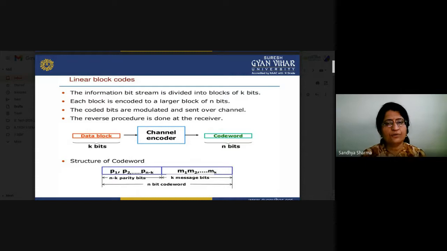Suppose you have a total of k message bits, m1, m2, up to mk. These indicate the message bits, and then we add some parity bits. The number of parity bits is n minus k, so that you reach n bits. This is fixed, because you have to convert your data block into an n-bit code block. For converting the data block into the n-bit code word, you add n minus k parity bits to the message bits. That is how we make the n-bit code word.